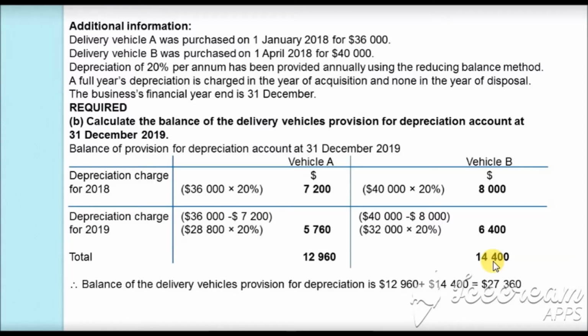We have to give the balance of depreciation for the delivery vehicles as a whole, as a total. So we will add this 12,960 plus $14,400. We'll get the total as $27,360. This will be the balance of the provision for depreciation account at 31st December 2019.